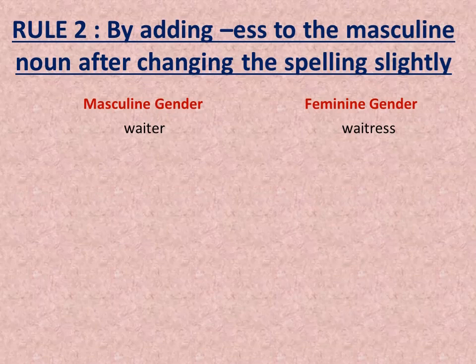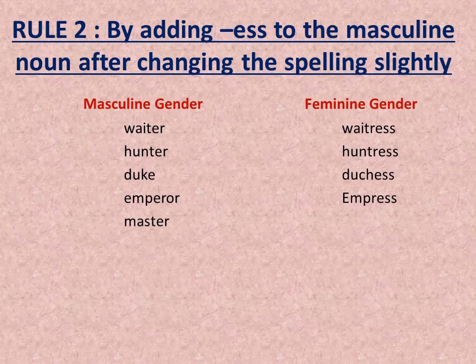So waitress. Next, hunter. So how we can write the feminine gender of hunter? By eliminating E and then adding ESS. So huntress, like this. So more examples are there. You can go through it. Duke, duchess, emperor, empress, master, mistress, tiger, tigress, like this.